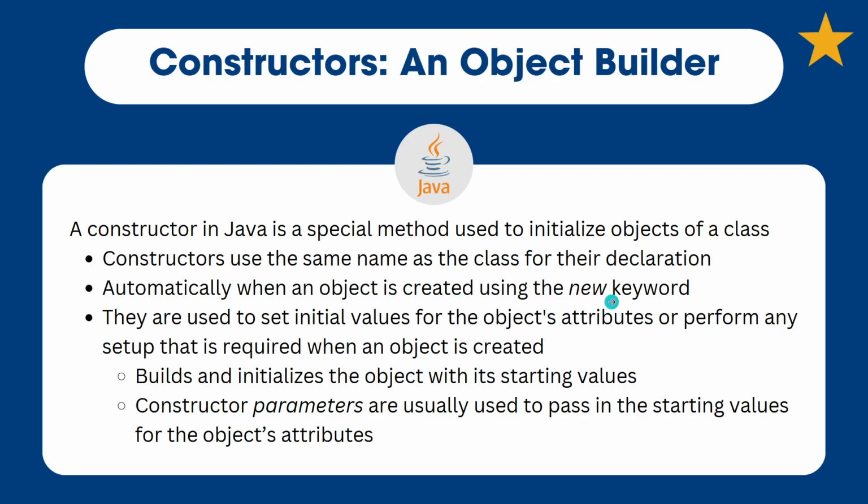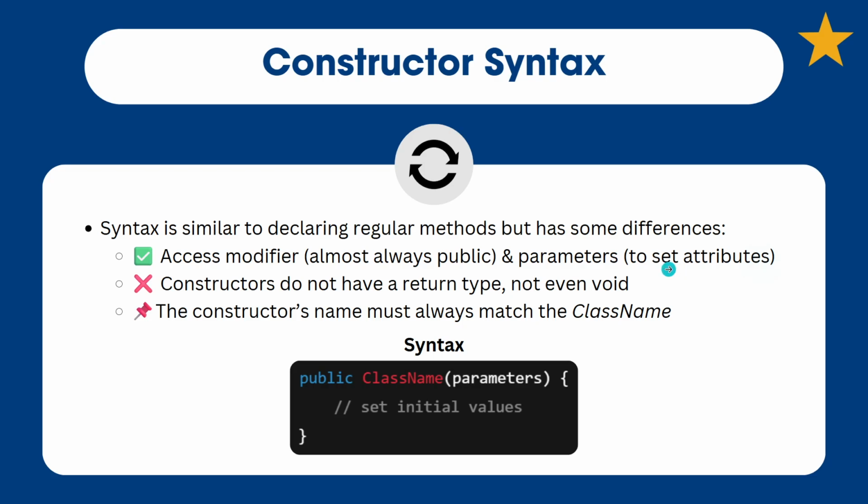So when you use that new keyword, it's basically telling the class, hey, I need you to call the constructor so I can make a new object. So they're used to set initial values for the object's attributes. So if you don't have defaults, you can actually do this through the constructor. And then you could also provide parameters for the constructor where you can modify those starting values. So constructor is really, really handy. Let's go ahead and take a look at some examples, some syntax, etc.